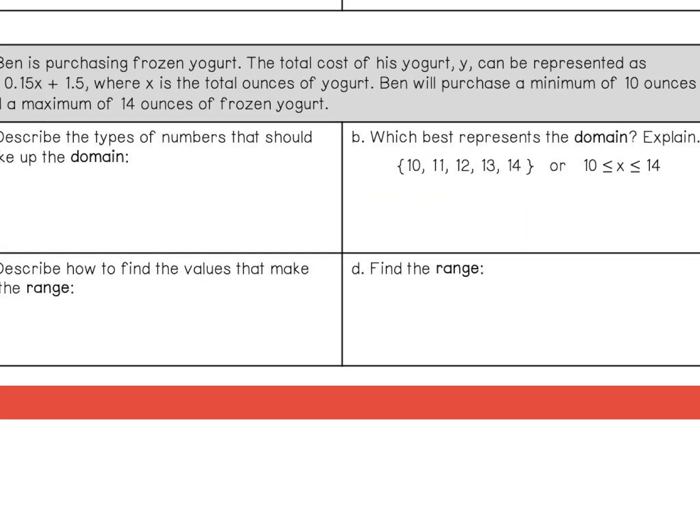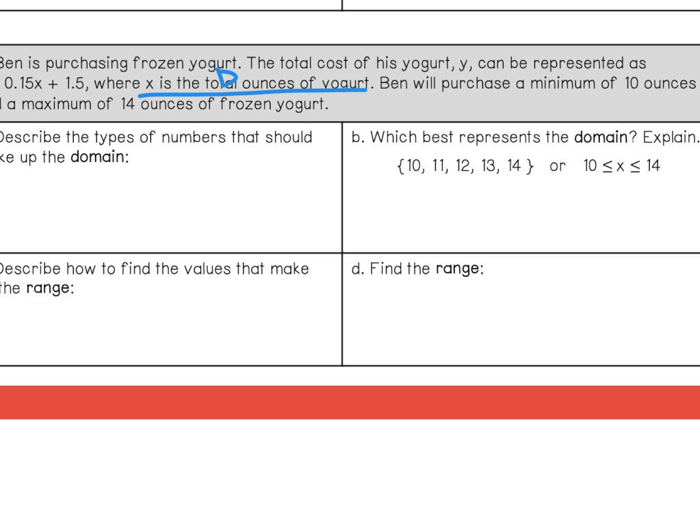This one says, Ben is purchasing frozen yogurt. The total cost of his yogurt, y, is represented by this equation. It's very nice. They even gave you the equation. X is the total number of ounces. So there's your domain.